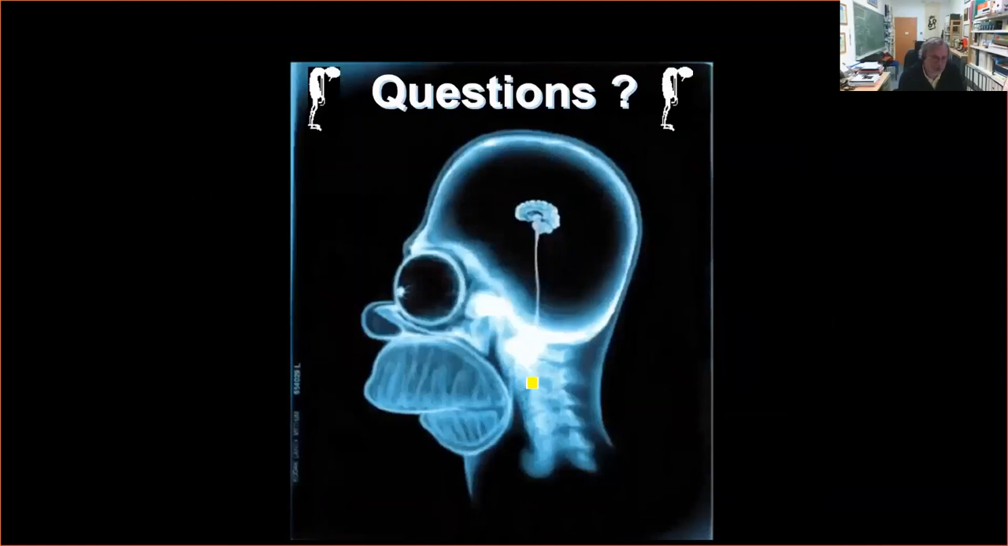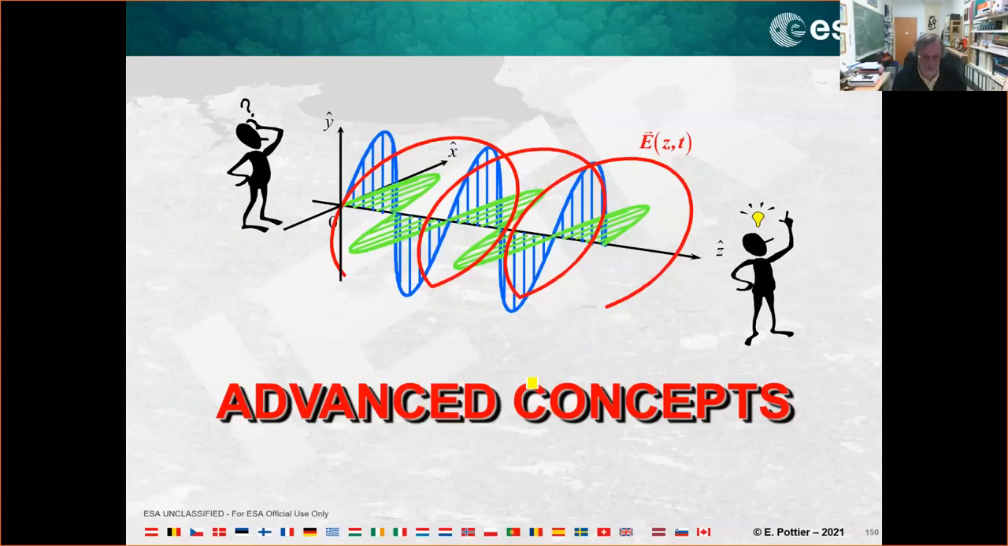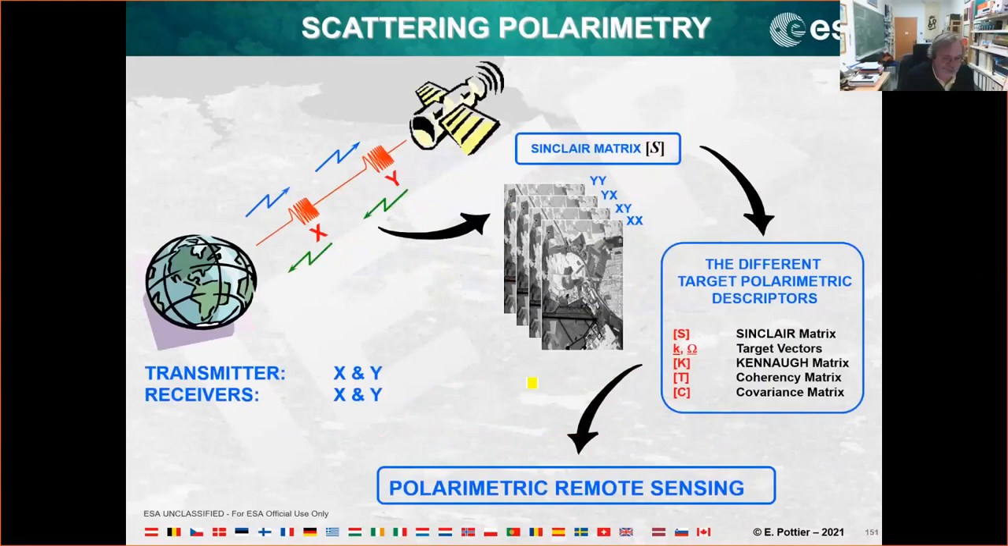So if you have no question, I'll continue a little bit before the lunch break, to start the last part of the lecture about advanced concepts. We shall continue a little bit this afternoon, and we shall conclude tomorrow morning. So about polarimetric remote sensing, this is the next line, and this is what I'm going to propose to you to have a look.